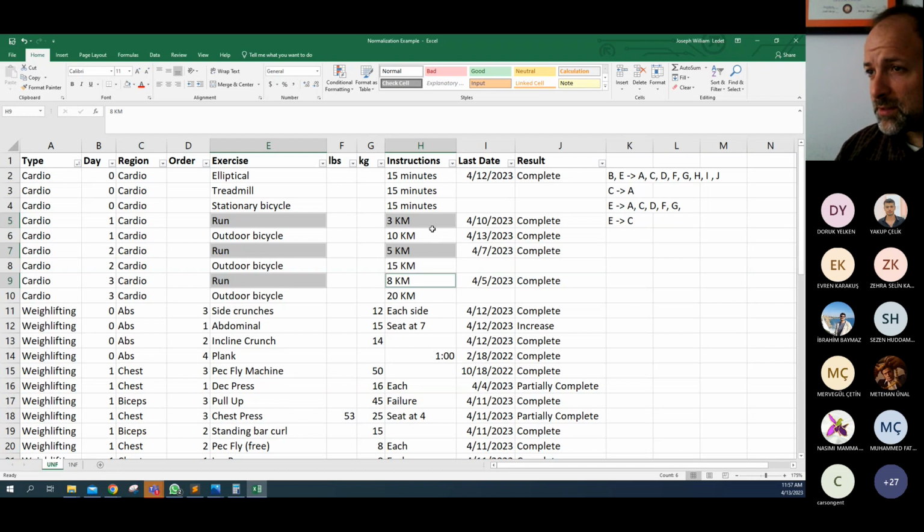Now, one thing I will say is that the combination of E and H determine I, right? The exercise with the specific distance determines when I did it. But it would also be the combination of E and B determines I too. And the combination of E and B determines H. Interesting. But that's this over here.